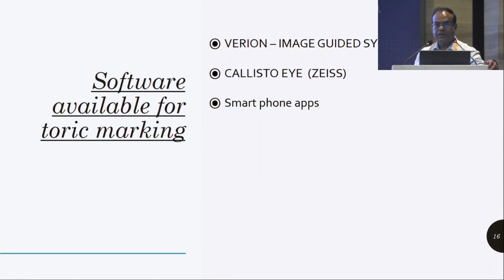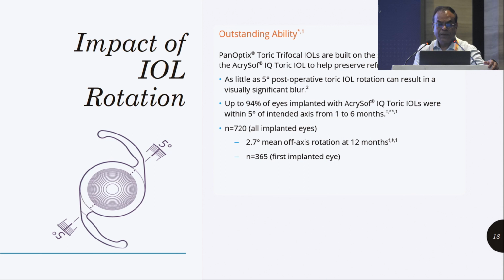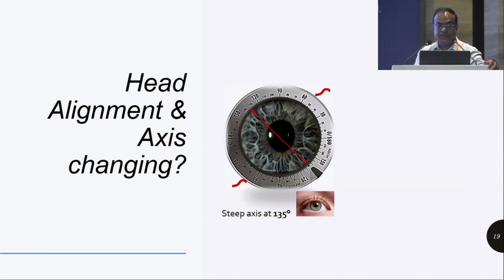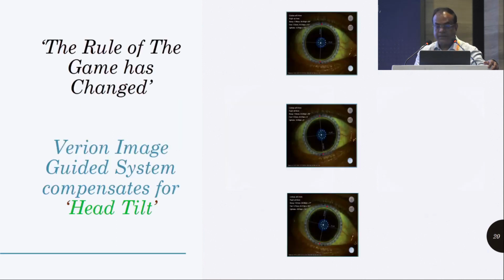There are different software also available, which give marking as well as alignment both. The available ones are Verion from Alcon, Callisto from Zeiss, and smartphone apps are also available. I am using Verion since last 8 years, and I am very happy because the impact of IOL rotation, toric IOL rotation, is very high. With manual marking, there are chances of head alignment and axis changing.